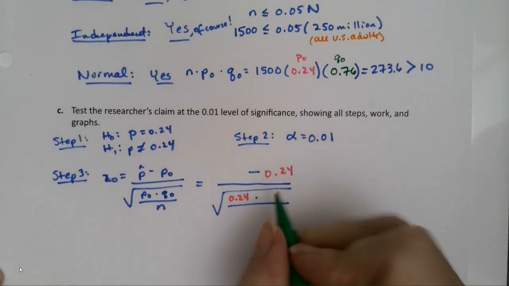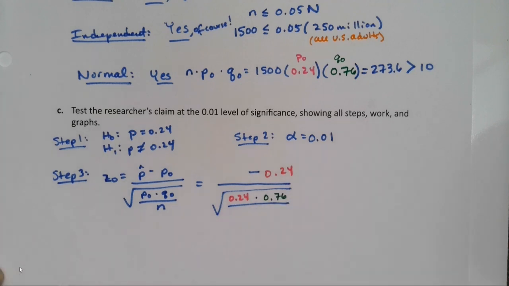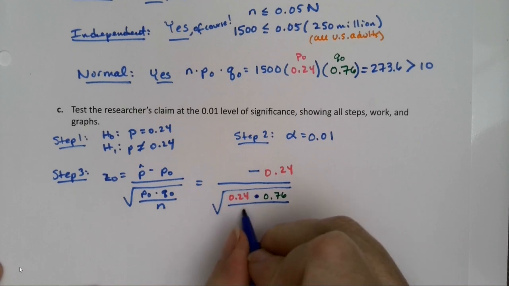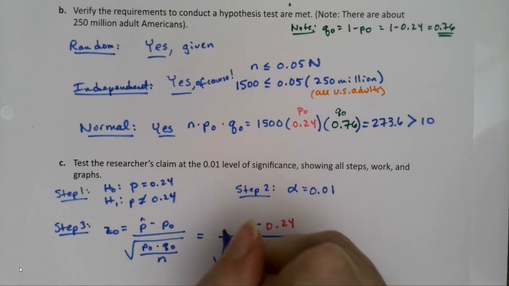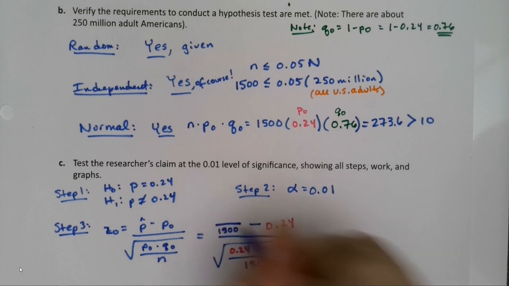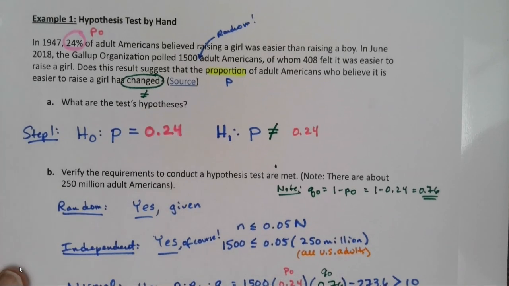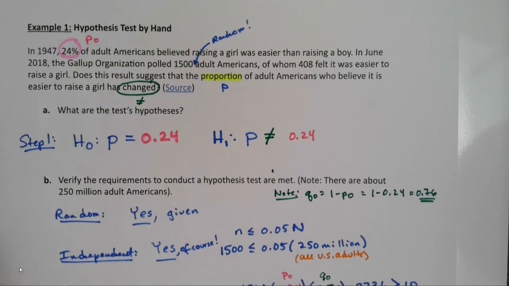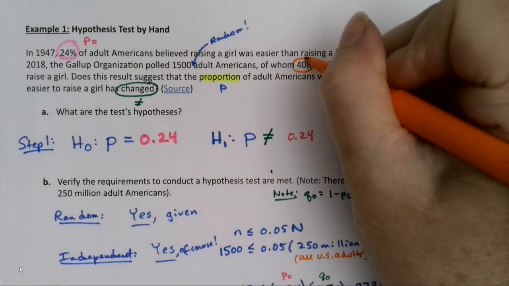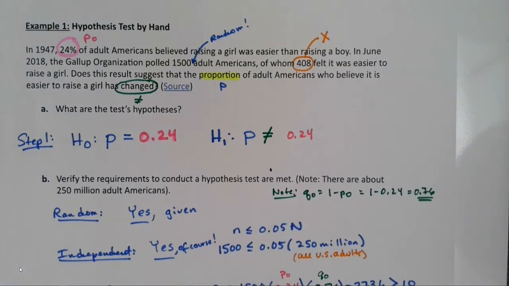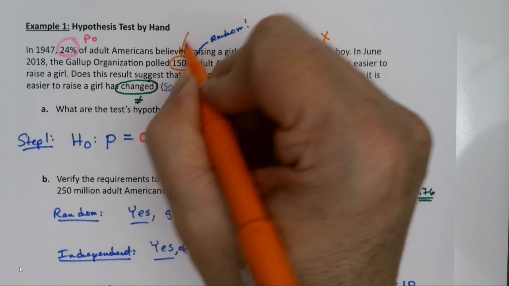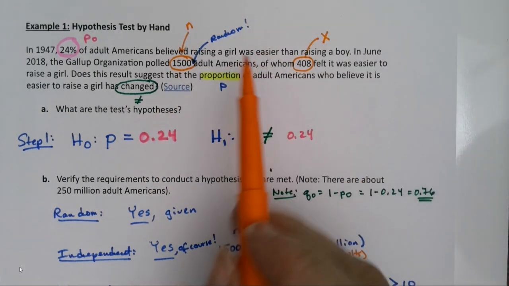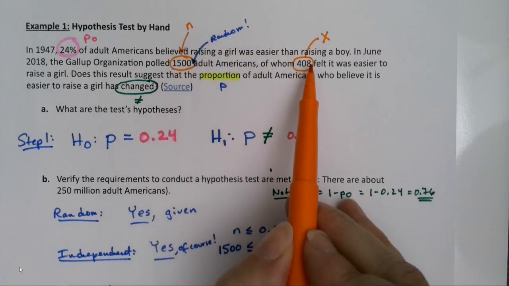Q0 I also know is 0.76, right? And we're multiplying those two. That's a times dot. We know N is 1,500. So the only thing we don't know is P hat. P hat is X over N. So if I go back up to the top and I look, here's X. Here's the number that said they felt it was easier to raise a girl, and here's N, right? N is always bigger than X. X is always smaller, right?